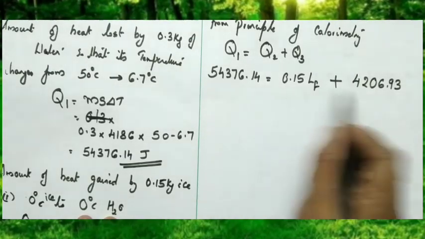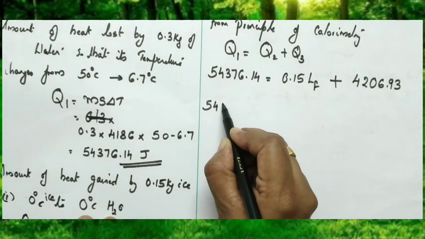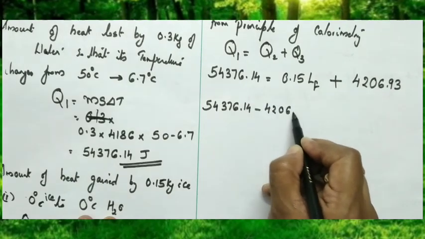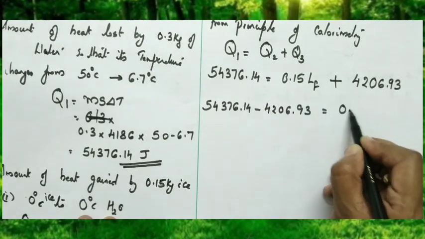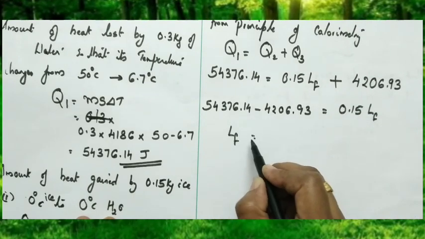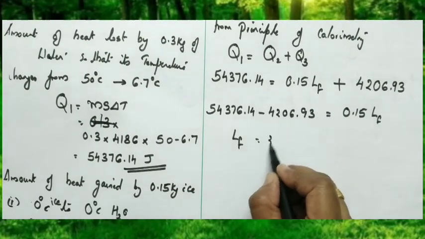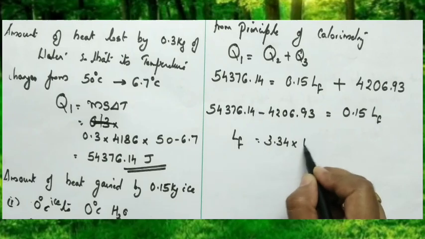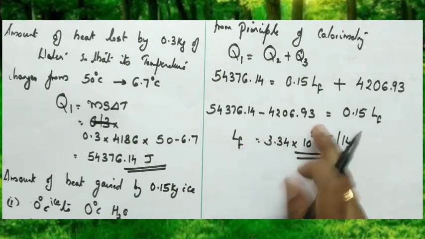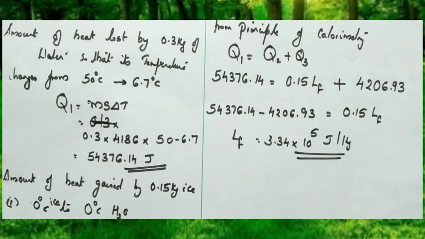And this 4206.93 can be taken to the left side, 54376.14 minus 4206.93 is equal to 0.15 latent heat of fusion. After simplification, LF is equal to, what is the value of LF? 3.34 into 10 raised to 5 joule per kilogram. Okay, after simplification, we will get the answer as 3.34 into 10 raised to 5 joule per kilogram.